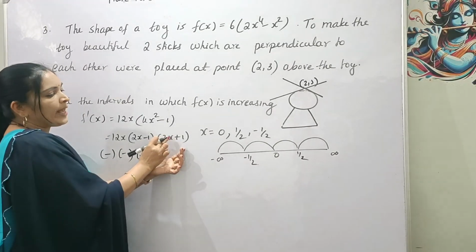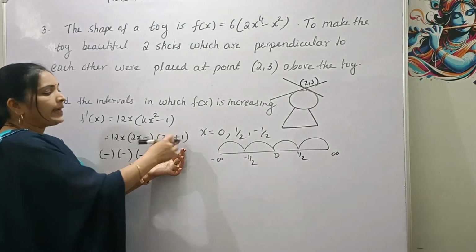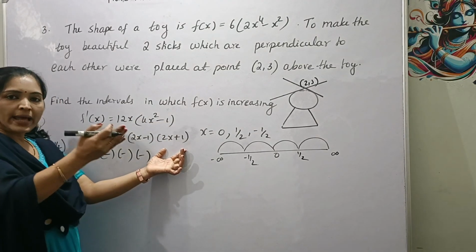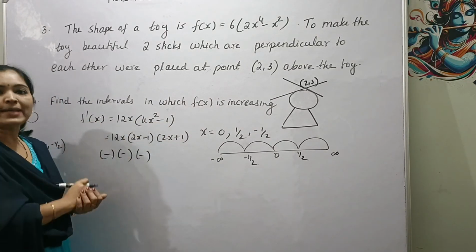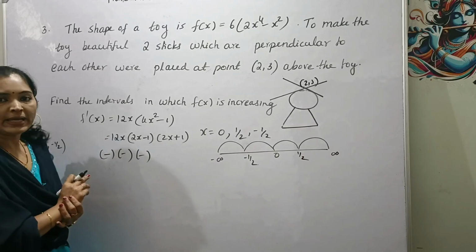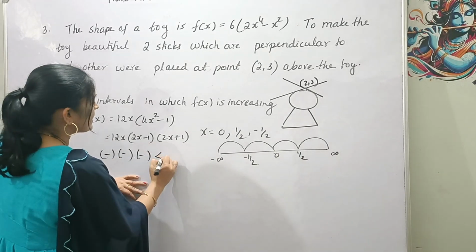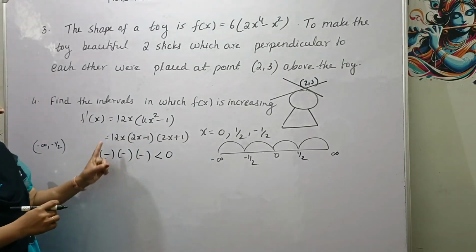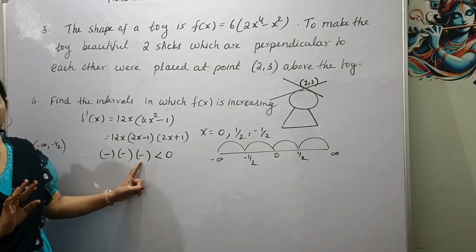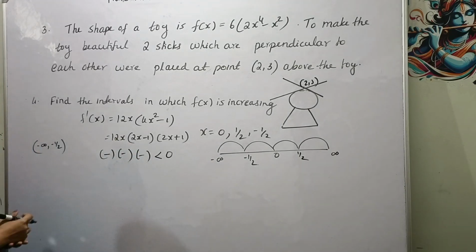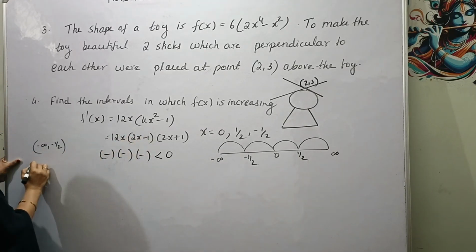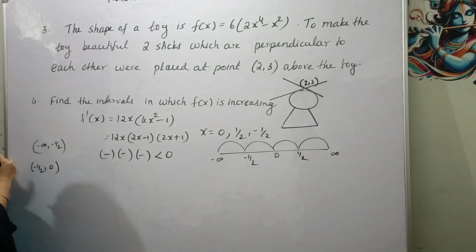When we substitute x equal to minus 1 by 2, it is 0. Right? So less than minus 1 by 2, that is less than 0. So it is minus. So in total it is less than 0. Right? Minus into minus, plus; plus into minus, minus. Minus means less than 0. Okay. Next interval, minus 1 by 2 to 0.